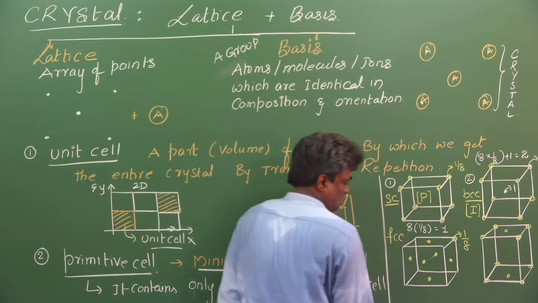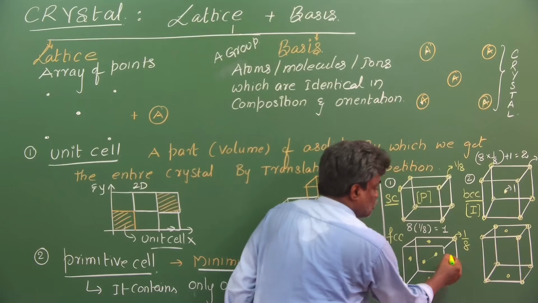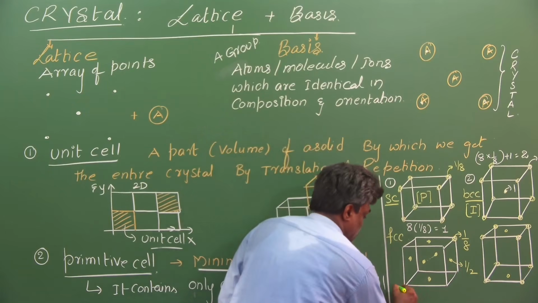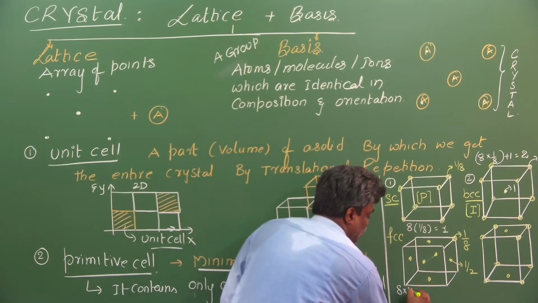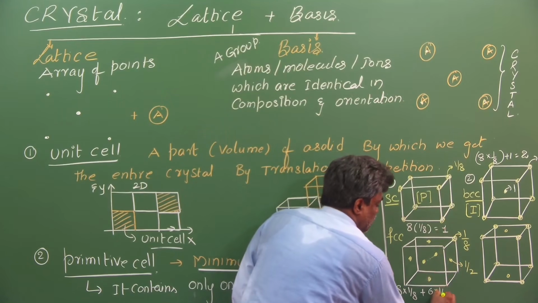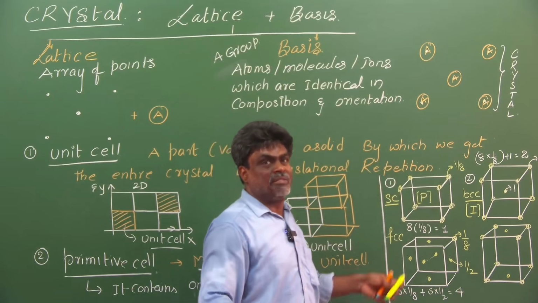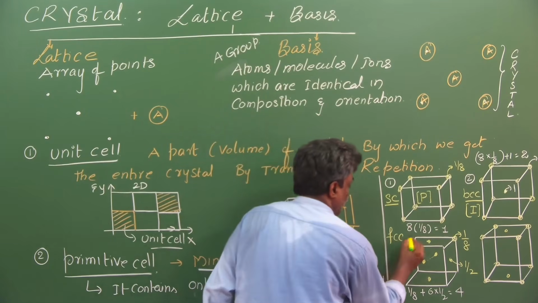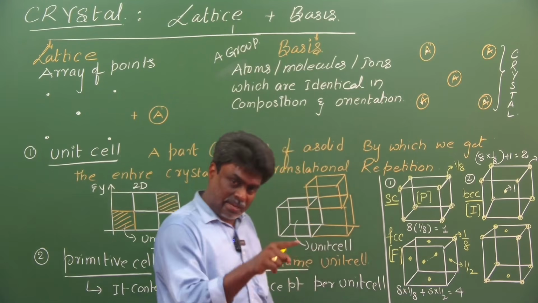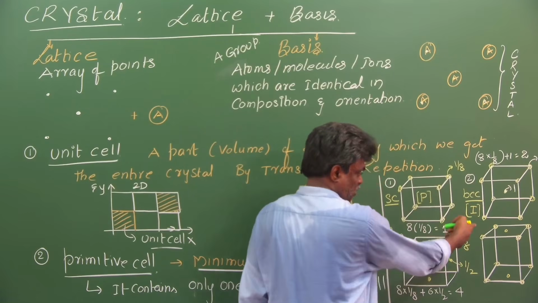Next, FCC. I think you know these points already. If a point is on the side, it will be shared by another cube, so the sharing is 1/2. Now, 8 into 1/8 plus 6 into how much? Number of lattice points per unit cell in FCC? 4. That's why this is called capital F. FCC is represented by capital F. So, P, I, F.